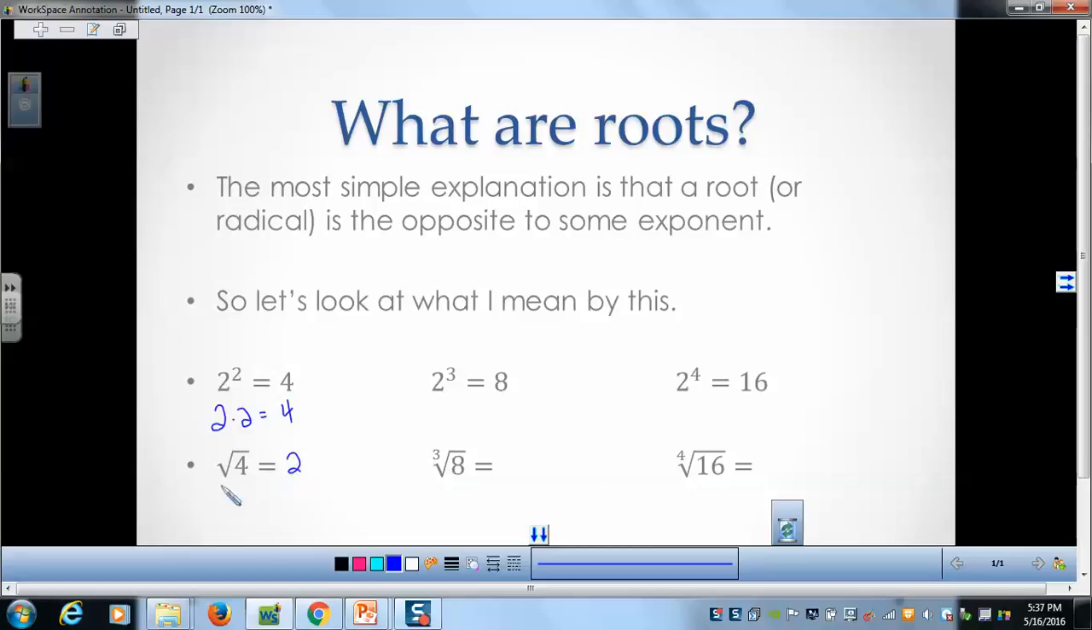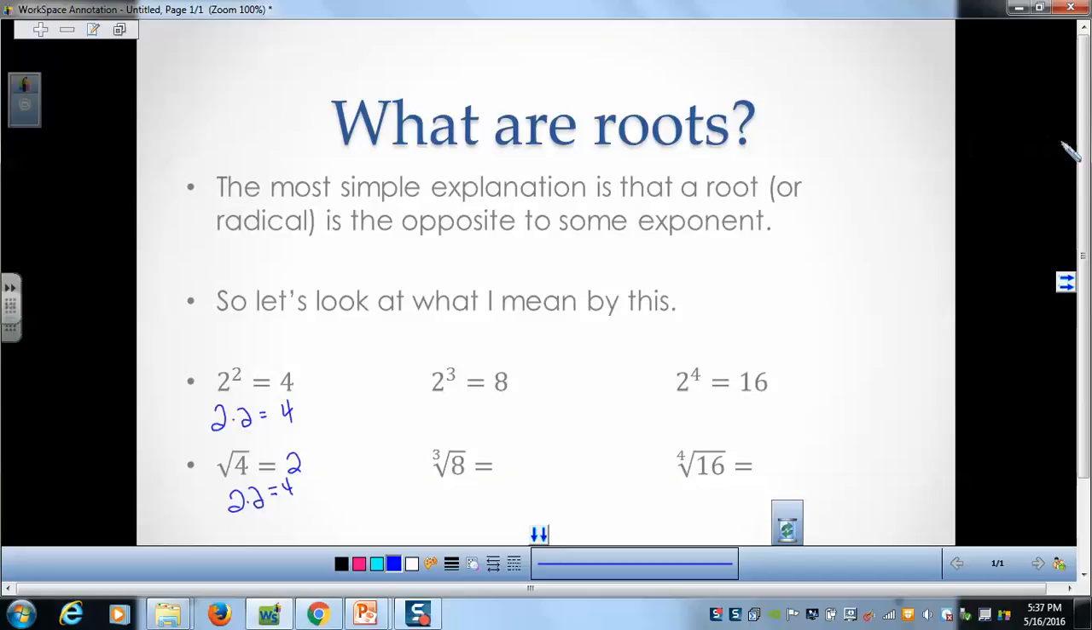Now, what we're going to talk about in just a second is that when we start with an exponent, we know what the base is. 2 squared is equal to 4, so we know for a fact what our base is. But when we're reversing this process, we're taking the square root and asking ourselves, what number times itself could be 4? Well, we know 2 times 2 is 4, so that's definitely an answer.